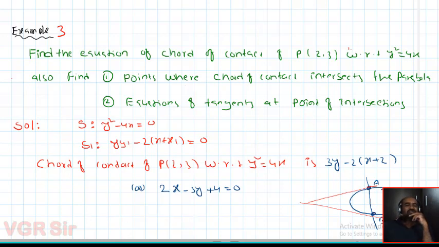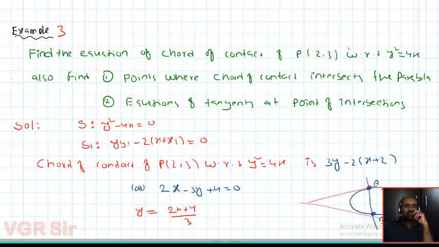Okay. First of all, I want to find A and B. Now I will solve this linear equation with y square equal to 4x. That's why I want to make y the subject here. So y equal to (2x plus 4) by 3.